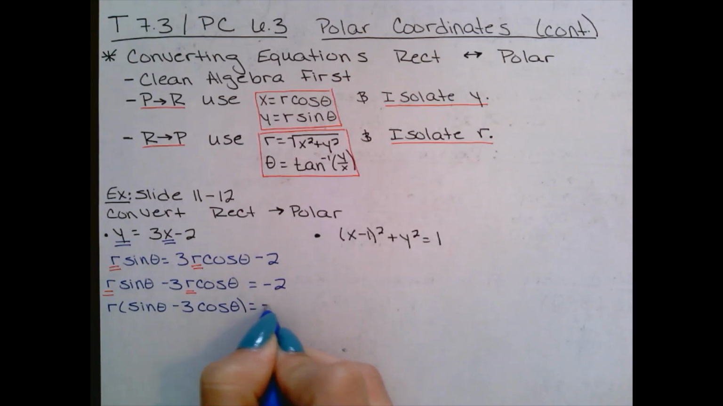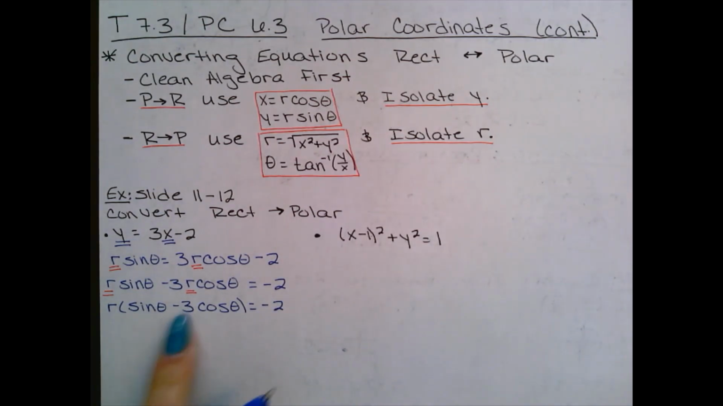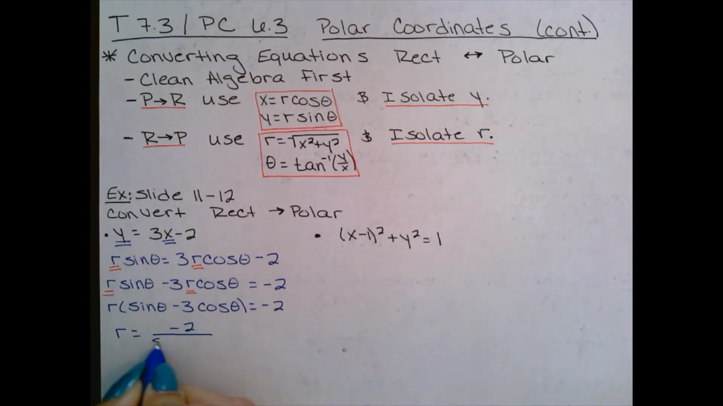And then lastly, to get that r by itself, because it's being multiplied to this whole thing, I can just divide that entire thing over. And then I'm done. Everything is in terms of r's and thetas, and I have r by itself.